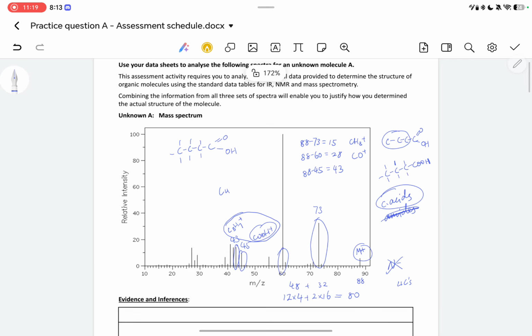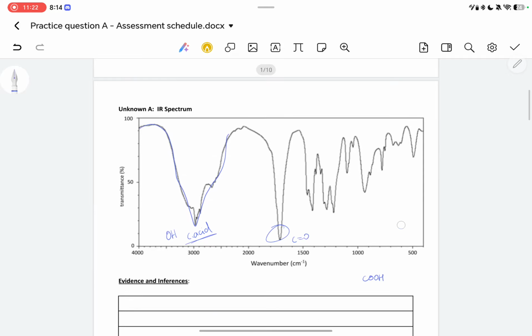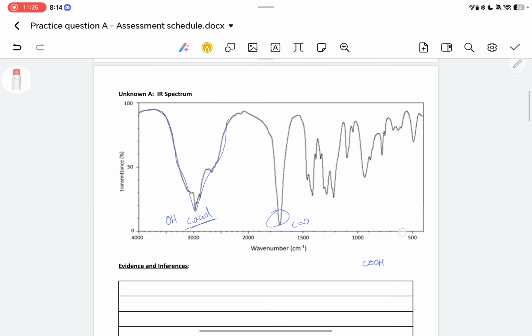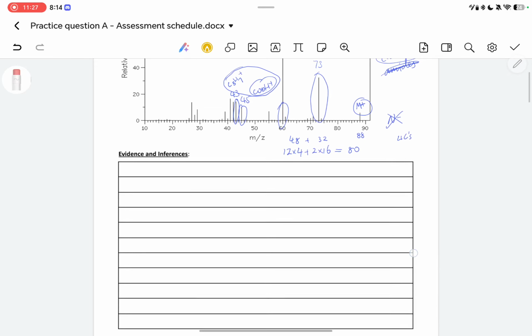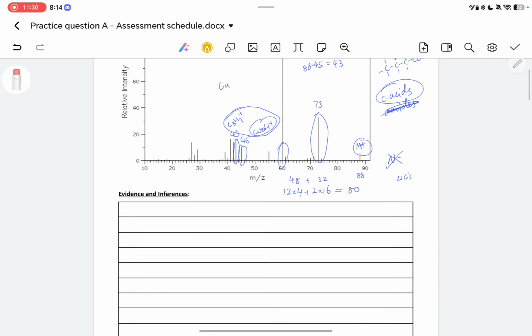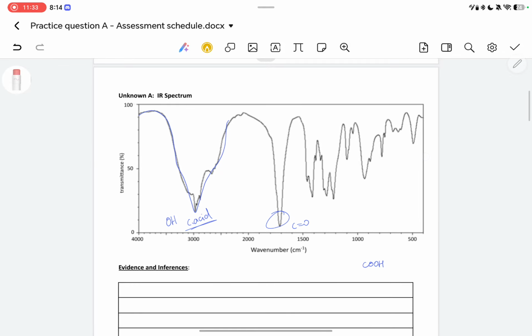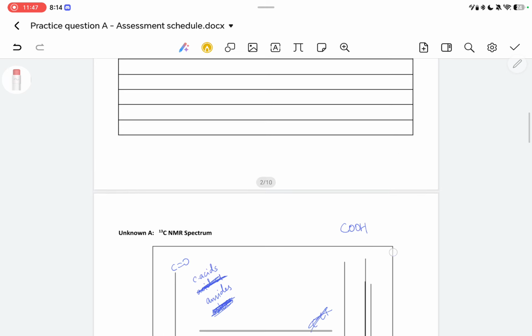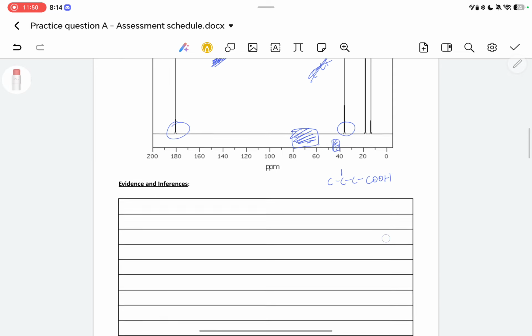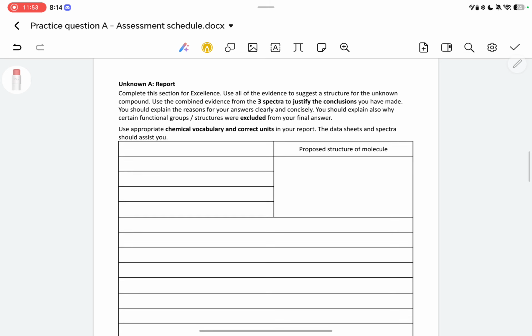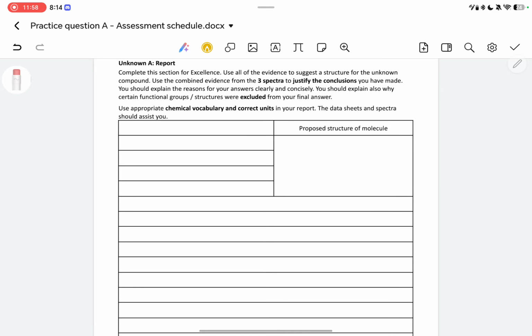This is a very quick run through of this practice question. Usually you'd have to fully write down what every peak shows and what it doesn't show as well. So like, this shows a broad peak, so it indicates OH for carboxylic acids, and therefore it means it isn't something else. That's the type of stuff you have to be writing about for all 3 spectrums, and then creating a report, just combining everything and having a proposed structure of the molecule.